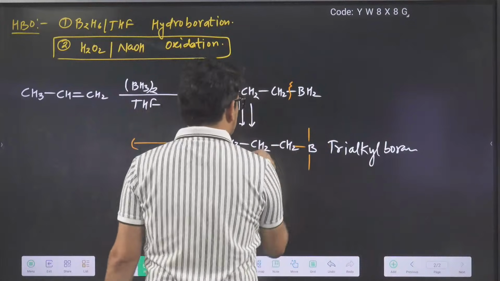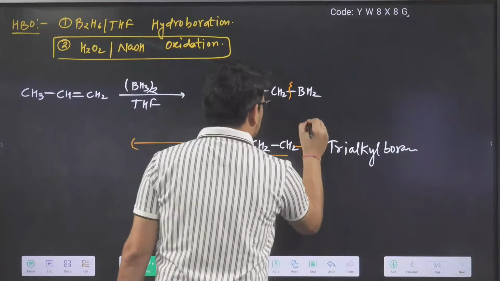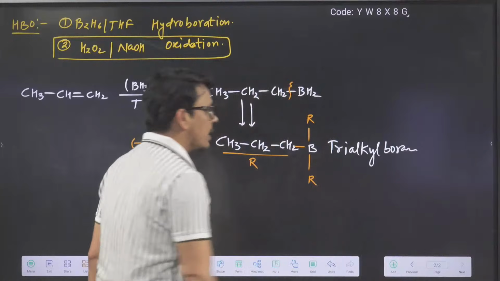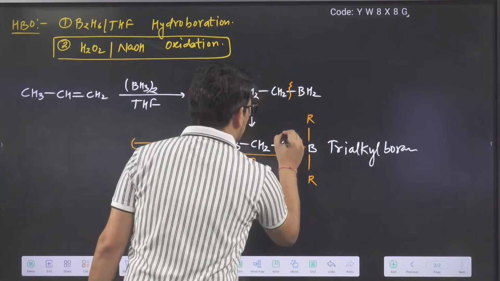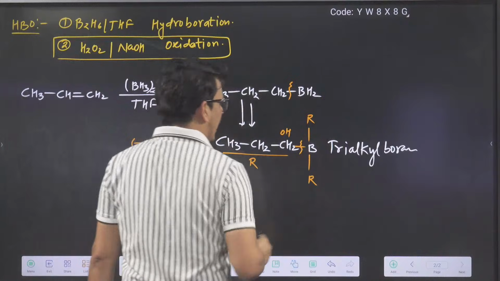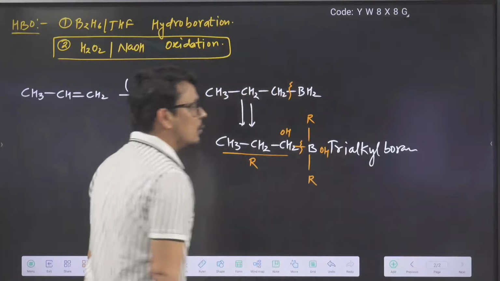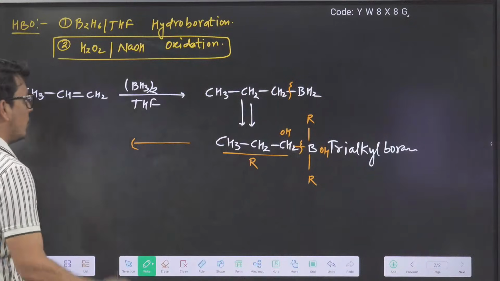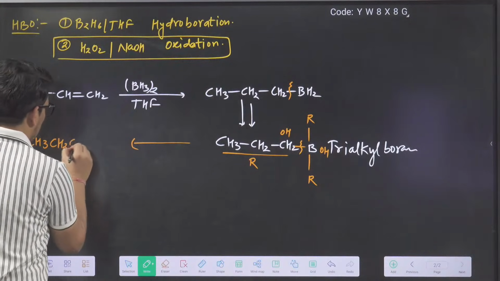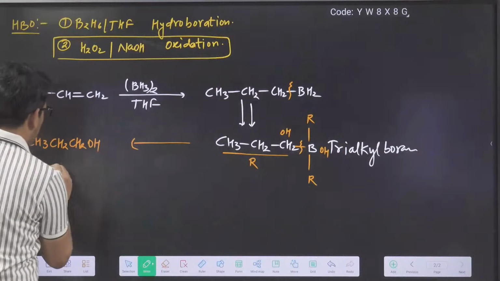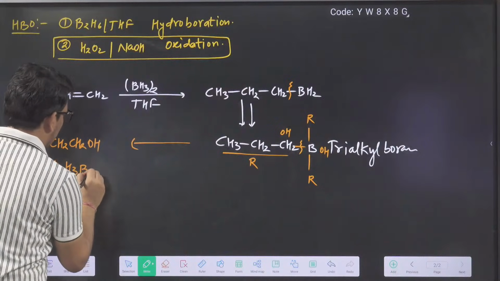Better I'm saying here like this. Suppose I say here R, so this also R here, and this also R. Clear to everyone or not? So this bond will break. This side what we will get? OH. And this side also we will get OH. Both sides we have to attach OH. So here you will get how many moles of alcohol? 3.